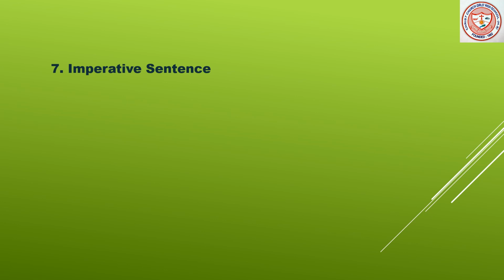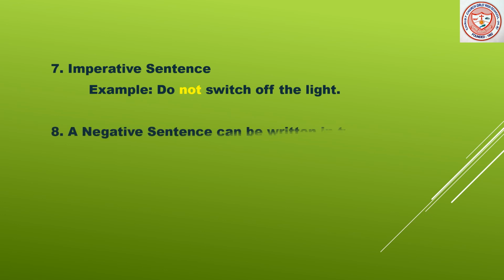Next point, imperative sentence. In the case of imperative sentences, we put do not in the beginning of the sentence. That means imperative sentences can be negated by using do not. Let us go through the example. Do not switch off the light. In this sentence, we have used do not before switch off the light. So, it will be considered as an imperative sentence.